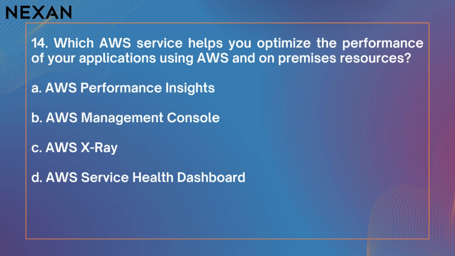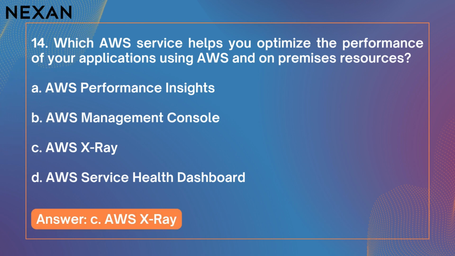14. Which AWS service helps you optimize the performance of your applications using AWS and on-premise resources? A. AWS Performance Insights. B. AWS Management Console. C. AWS X-Ray. D. AWS Service Health Dashboard. Answer: C. AWS X-Ray.